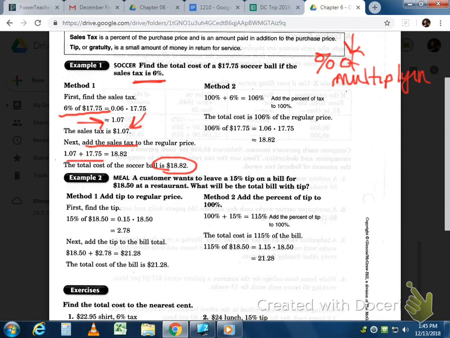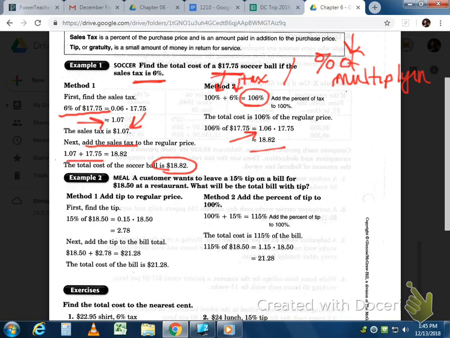So method 2, I'm hearing, might have been on your IXL. So when you're paying for that soccer ball that's $17.75, you're paying 100% of that soccer ball. Plus, you're paying 6% for the tax. So you're paying 106% of that soccer ball. 106%. Do you understand what that means? 100% of the cost plus 6% more. So you take 1.06 times 17.75 and you get the 18.82 right off the bat.